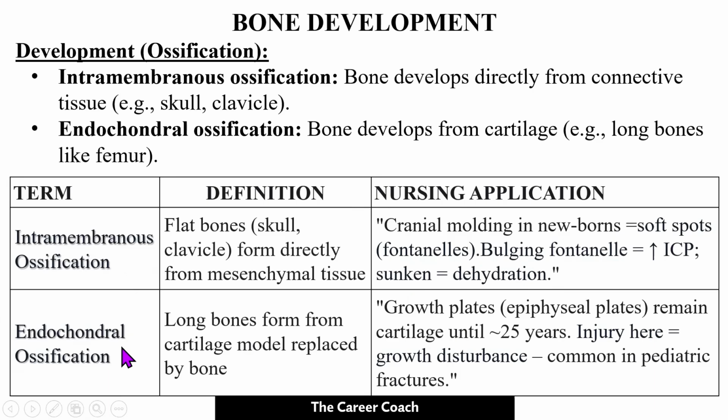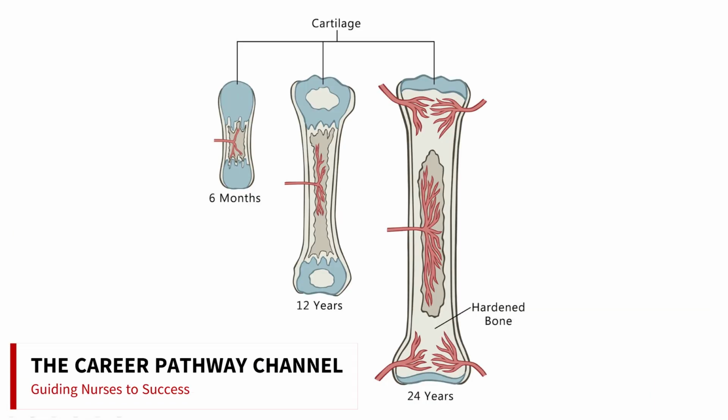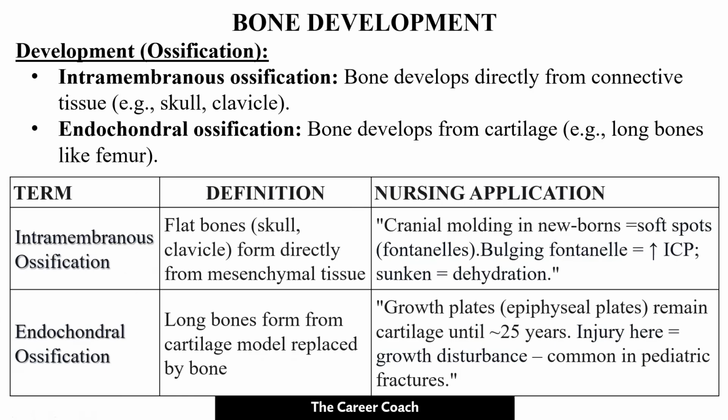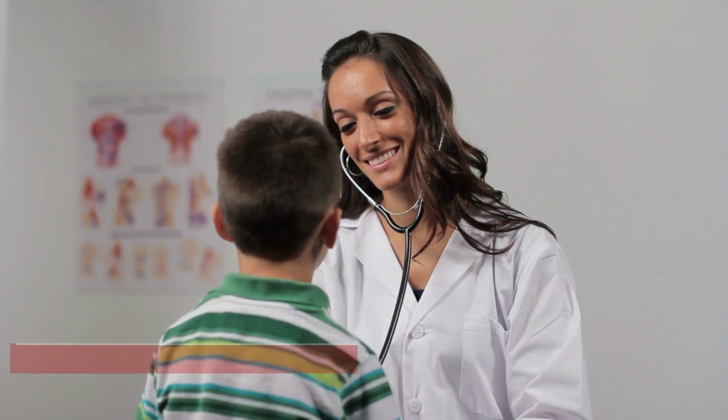We also look at endochondral ossification. In endochondral ossification, long bones form from a cartilage model, which is later replaced by bone. Nursing application. With regards to endochondral ossification, the growth plate, which is also called the epiphyseal plate, remains cartilaginous until 25 years. So, at 25 years, the growth plate closes and becomes solid bone. Injury at this point may lead to growth disturbance, which is common in pediatric fractures.